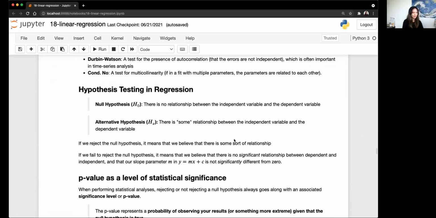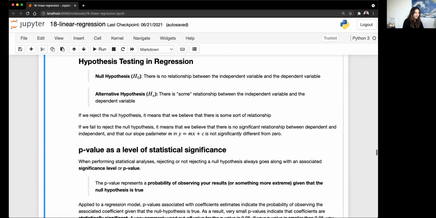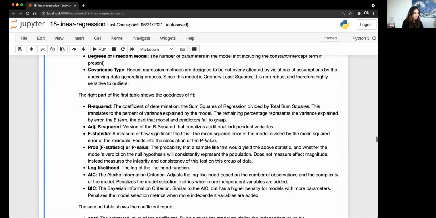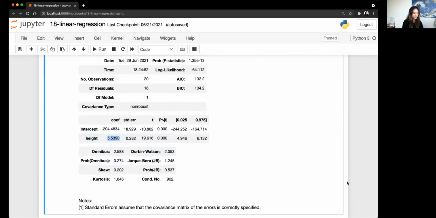Okay, but more about this hypothesis. The null hypothesis is there is no relationship, and the alternate hypothesis is that there is some relationship. So what this p-value is saying is what we're testing for. Let's say we have this coefficient value of 5.539. This coefficient value comes about by fitting our line that reduces the amount of least squared error. That's where these coefficients come from. However, we want to test whether this coefficient is observed by random chance or there is actually a relationship there.